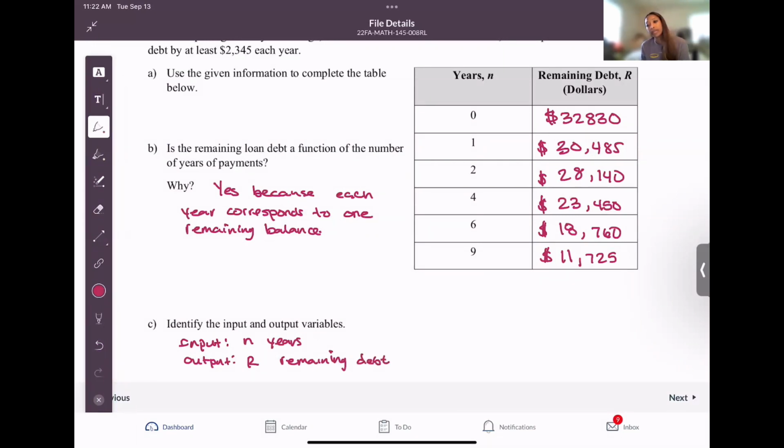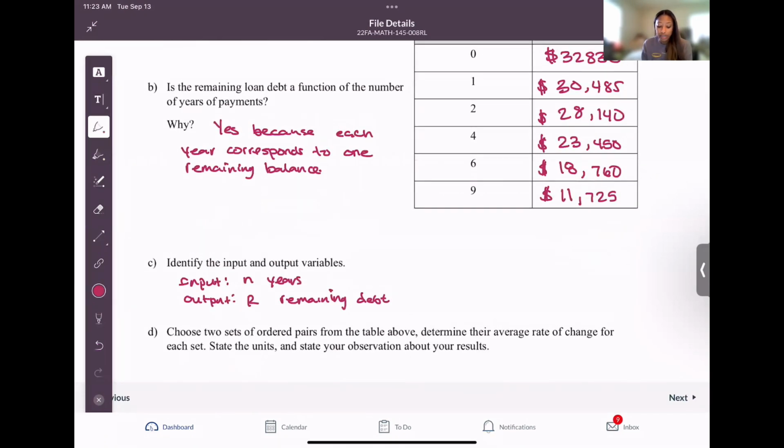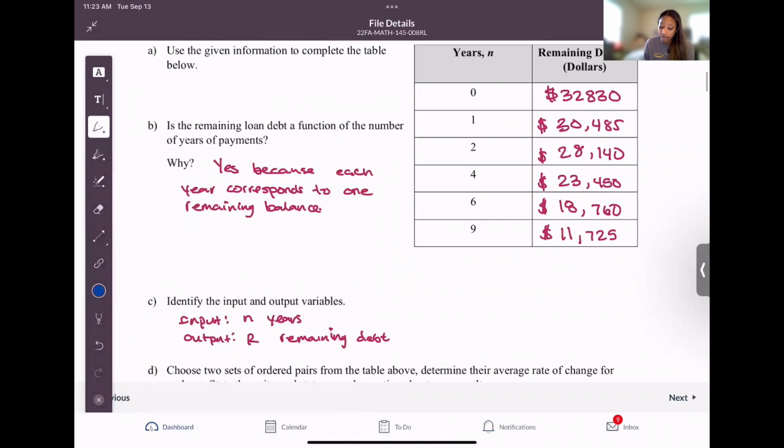Okay, you pick the number of years of payment, we can figure out what the remaining debt is. All right, and then part D. Choose 2 sets of ordered pairs from the table above and determine their average rate of change for each set. State the units and state the observations about the results. So let's pick 2 different pairs.